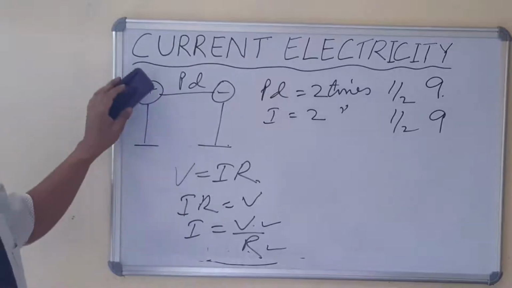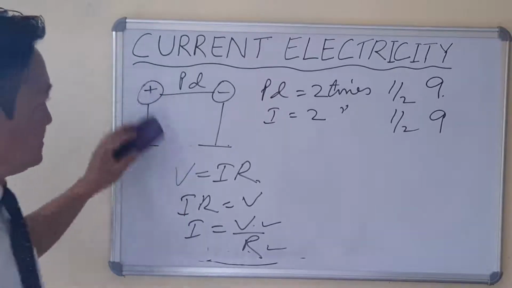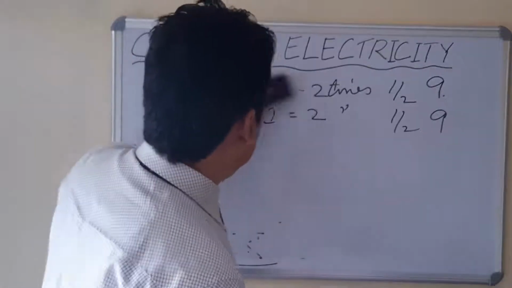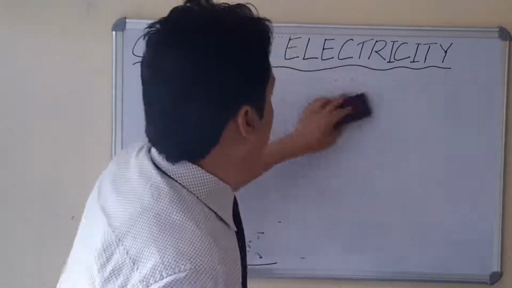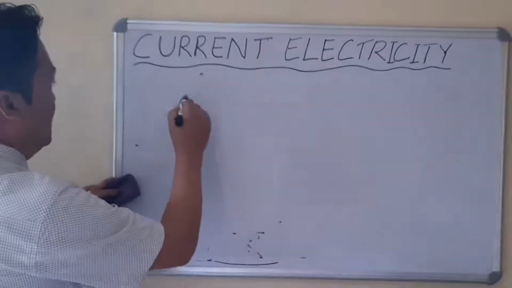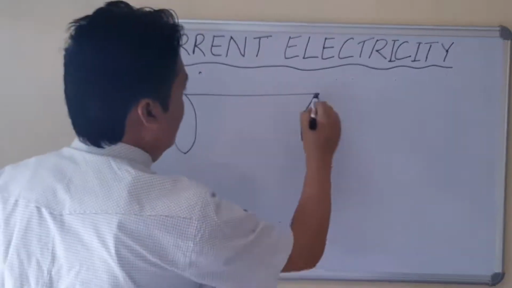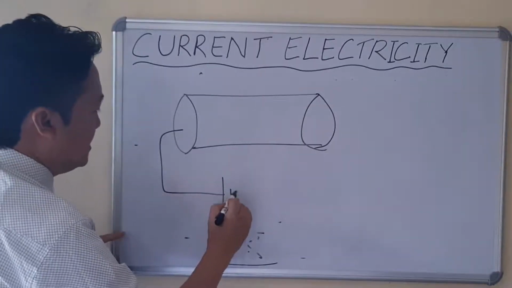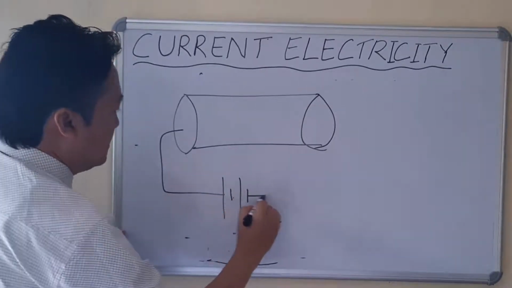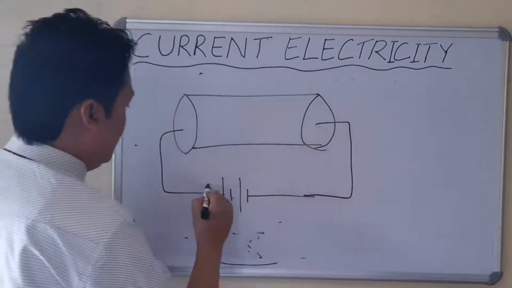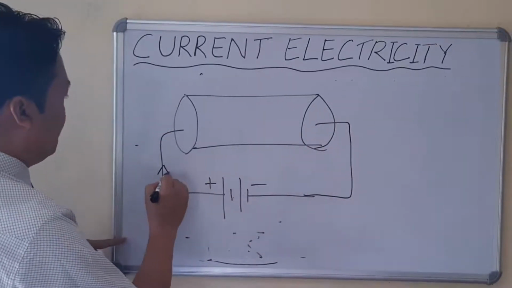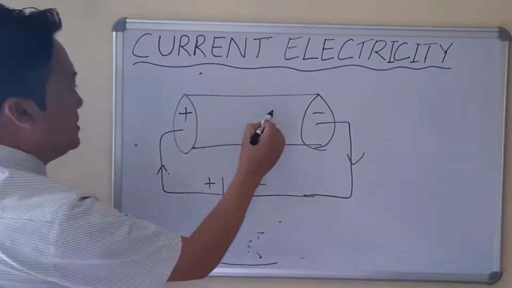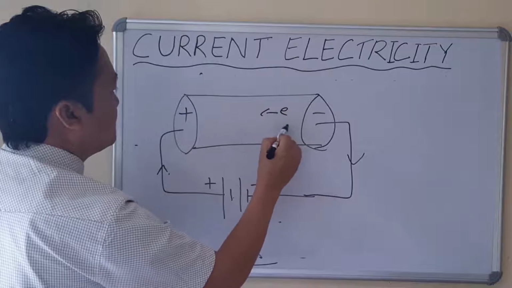Okay, now let us come to the next point, resistance. To find resistance, suppose I draw a conductor or metallic wire joined with the external circuit. This is positive, this is negative. The current flows from negative to positive, this is the negative, this is the positive charge, and these are electrons.